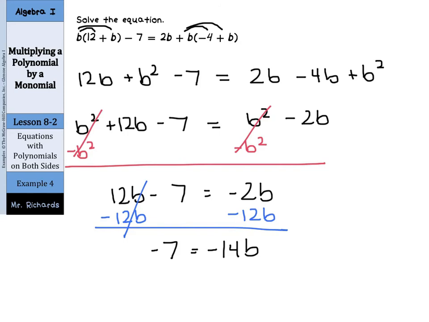Now lastly, I have one more step. Divide by negative 14 on both sides so that that cancels. And we're left with negative 7 over negative 14 is just 1/2 equals b. It's amazing how something this complicated can get down to an answer of 1/2. That is it for this lesson on multiplying a polynomial by a monomial. Good luck.